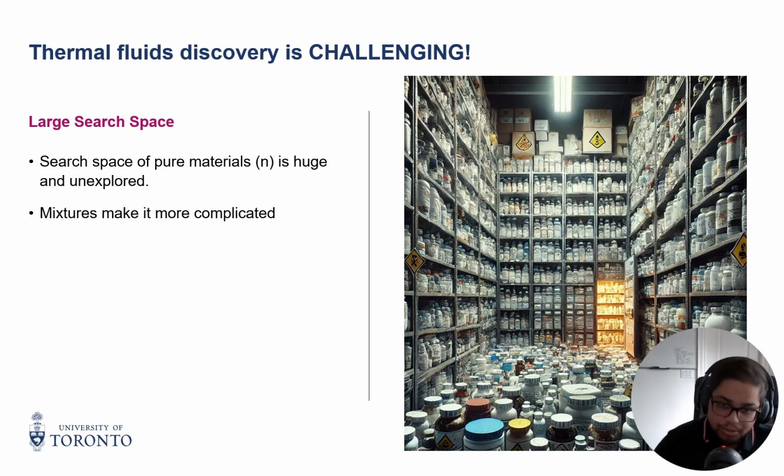Hundreds of pure materials and countless possible mixtures exist within this search space, and on top of that, physical experiments to evaluate each candidate fluid are expensive and time consuming. So we asked ourselves, can we guide discovery using machine learning, and in particular use Bayesian optimization to find the optimal mixture to do experiments on?